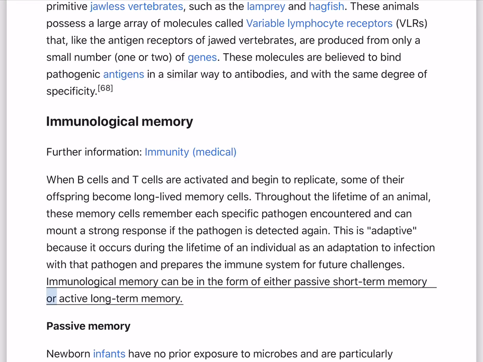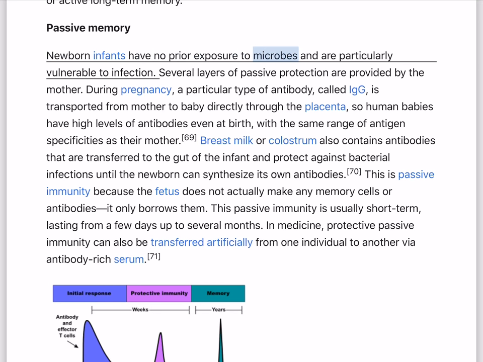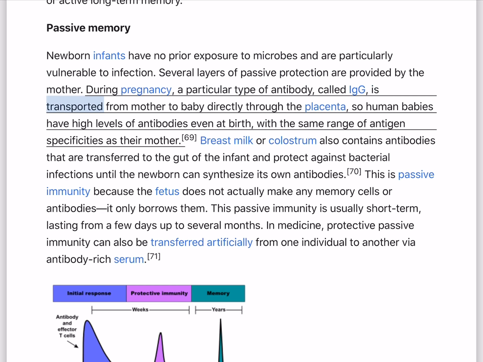Newborn infants have no prior exposure to microbes and are particularly vulnerable to infection. Several layers of passive protection are provided by the mother. During pregnancy, a particular type of antibody, called IgG, is transported from mother to baby directly through the placenta, so human babies have high levels of antibodies even at birth, with the same range of antigen specificities as their mother.